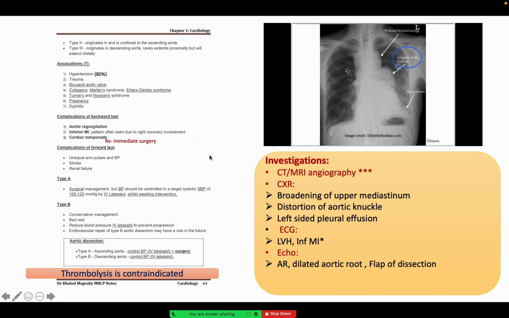So if aortic dissection occurs, how will we investigate this patient? How will we know that this patient may have aortic dissection? First of all, the investigation of choice for aortic dissection is CT or MRI angiography. It is the gold standard investigation for aortic dissection, and this investigation is very important for the exam. In the exam paper, the examinee will be asked what the investigation of choice for aortic dissection is, and the answer will be CT or MRI angiography.